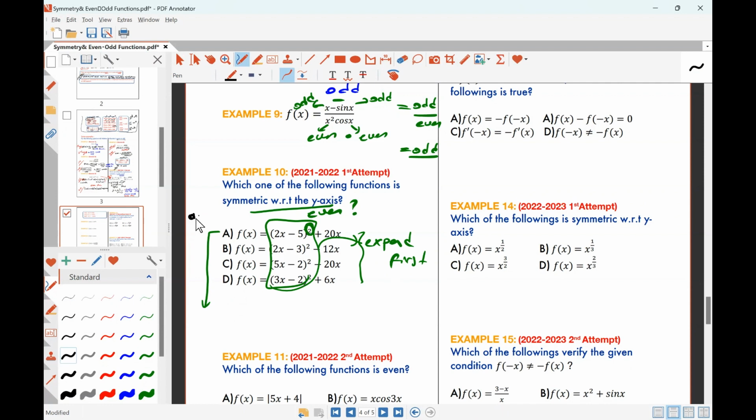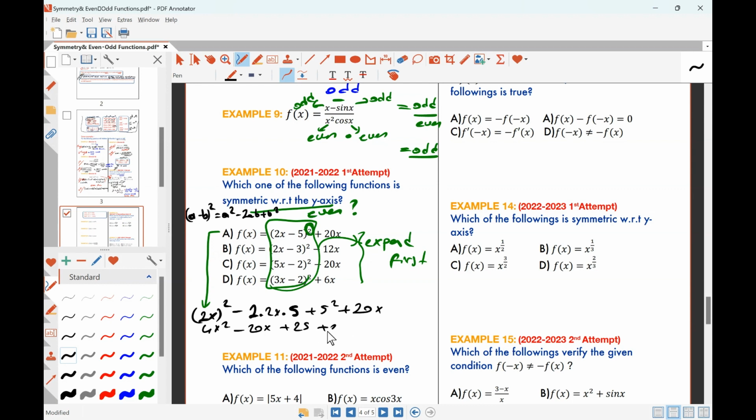Remember, if there is (2x - 5) squared, the expansion rule is a squared minus 2ab plus b squared. So first one squared, (2x) squared, minus 2 times first one times second one, plus second one squared. Okay, plus 20x. 2x squared is 4x squared. 2 times 2 makes 4. 4 times 5 makes 20. Minus 20x plus 5 squared makes 25.